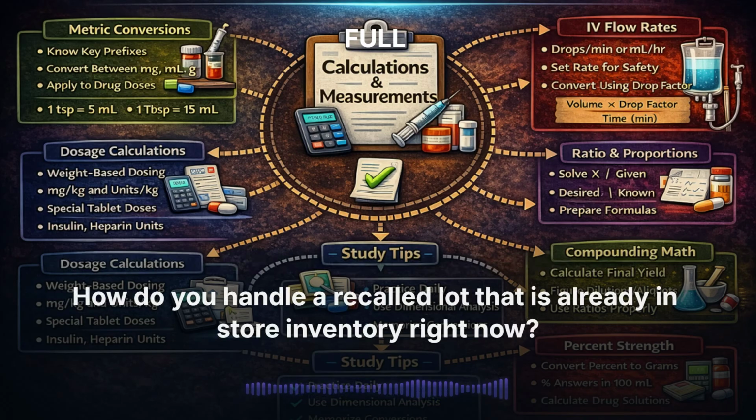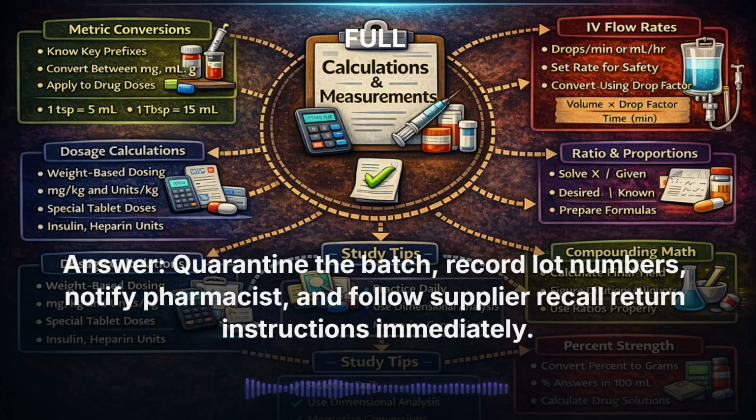4. How do you handle a recalled lot that is already in store inventory right now? Quarantine the batch, record lot numbers, notify pharmacist, and follow supplier recall return instructions immediately.